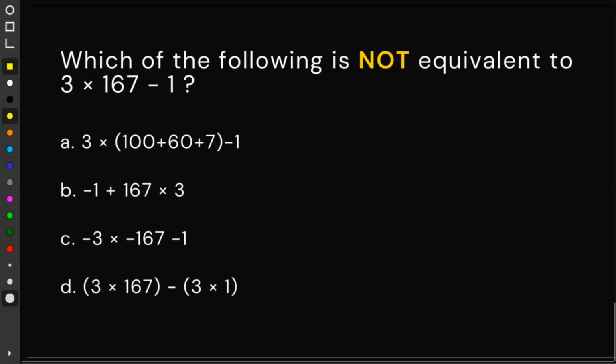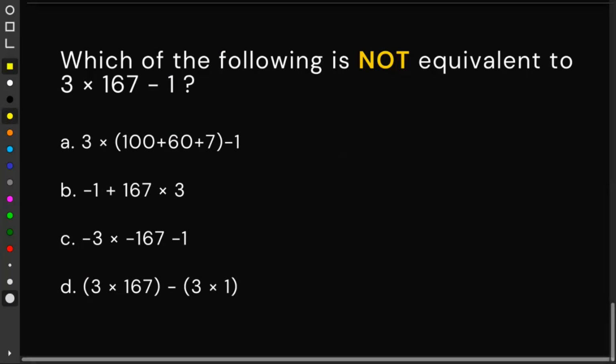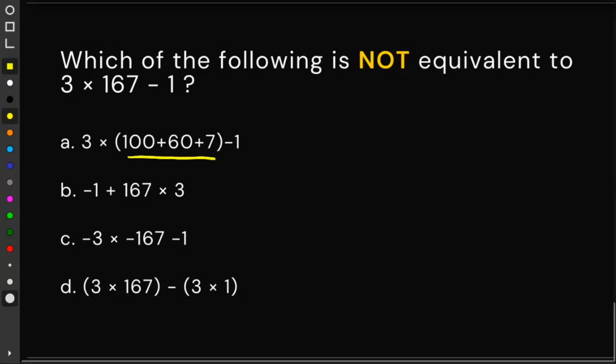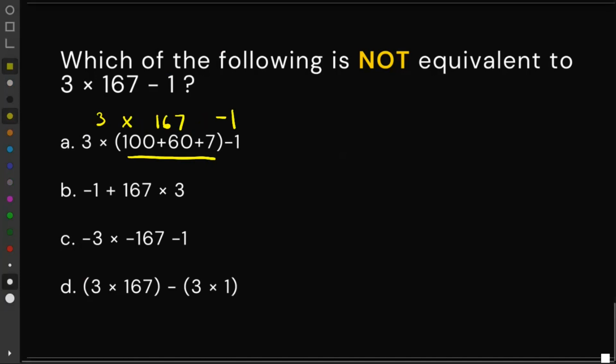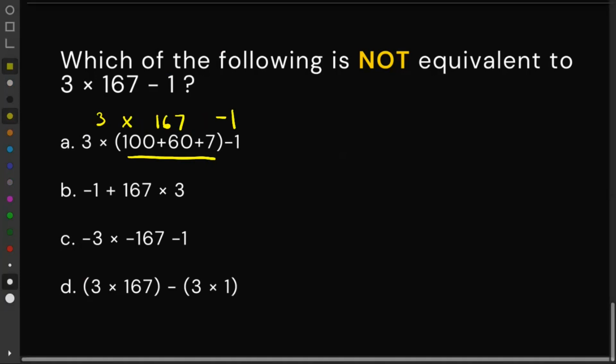Now for this one, note that if we add this one, this would become 167, or more specifically, it would become 3 times 167 minus 1. And again, since it's only a single expression inside the parenthesis, we can remove the parenthesis, and that would give us this one. So this is not the answer that we need.